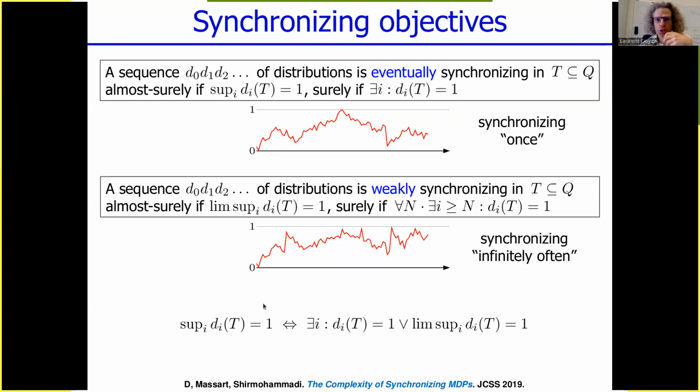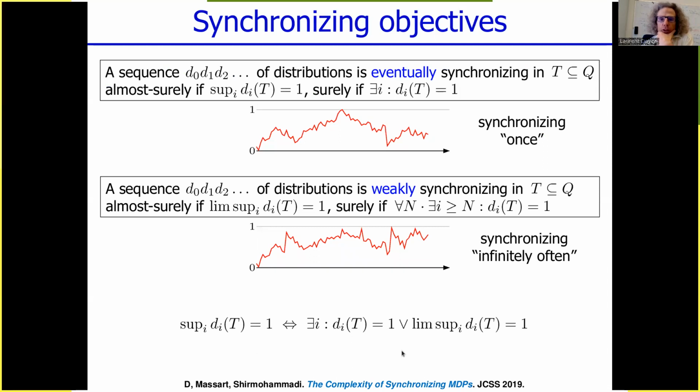Now, there is some relationship between synchronizing once and synchronizing infinitely often. For example, we have this equivalence, which is true for every sequence of probabilities. The supremum of a sequence is equal to 1 if and only if either at some point it is equal to 1. That's one way to satisfy it. Or we get closer and closer to 1 in the long run, and that means the lim sup is equal to 1.